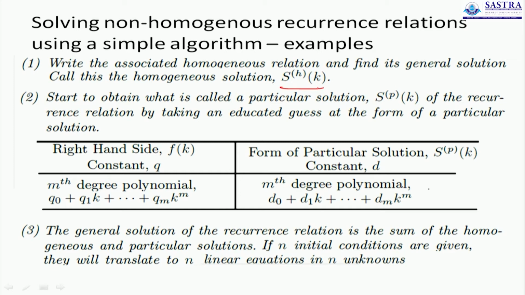And what does it say? Start to obtain what is called a particular solution of the recurrence relation by taking an educated guess at the answer. Now this educated guess is not just any blind guessing. You follow a pattern. What pattern is that? If the function is a constant, then your particular solution is also a constant. If the function is a polynomial, the particular solution is also a polynomial. That is what we will do. We will retain the nature of the function as the nature of the particular solution also.